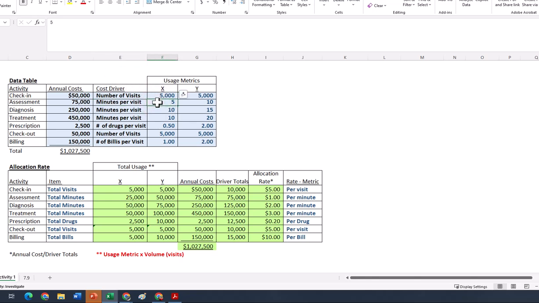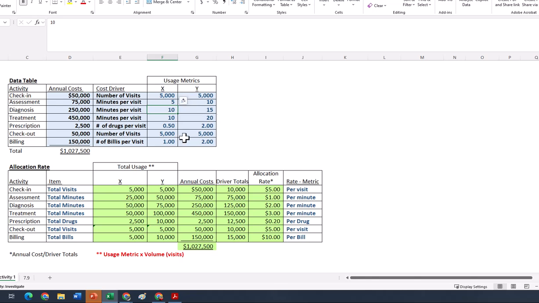We've tracked the costs, but we've done some studies, and we say, well, on average, there's 5 minutes of assessment for procedure X or service X, and 10 minutes for Y. Diagnosis, it takes 10 minutes to diagnose X, 15 for Y. Treatment, again, 10 for X, 20 minutes for Y. Maybe this is my buddy's urgent care company.